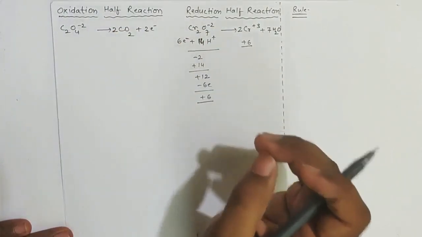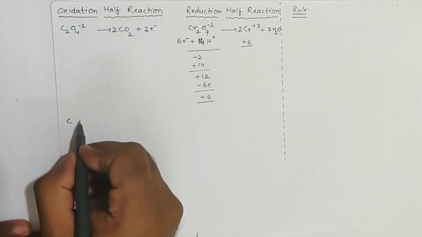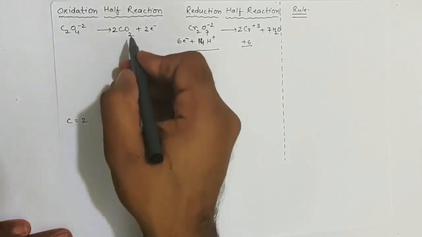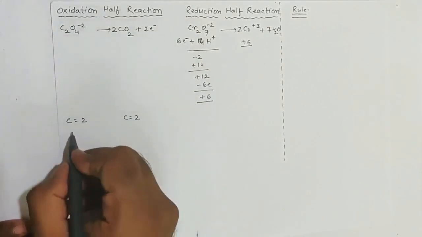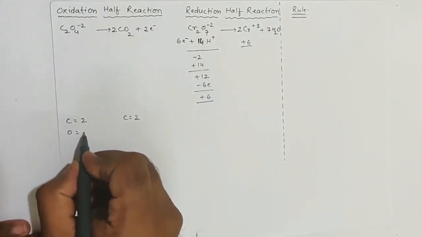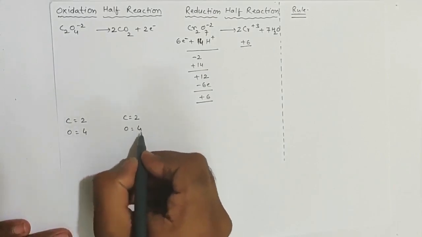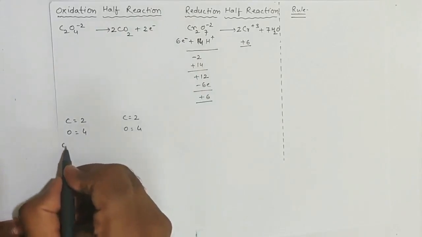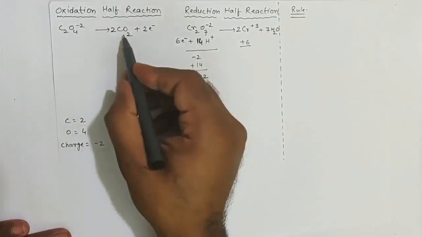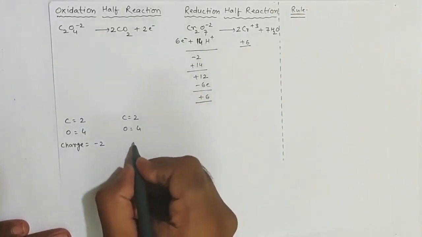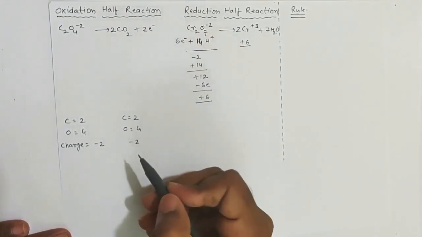Let's cross verify them. The number of carbon atoms present at the reactant side is 2. The number of carbon atoms present at the product side is 2. The number of oxygen atoms present at the reactant side is 4. The number of oxygen atoms present at the product side equals 4. The total charge at the reactant side is -2 and the total charge present at the product side is -2. So this oxidation half reaction is completely balanced.